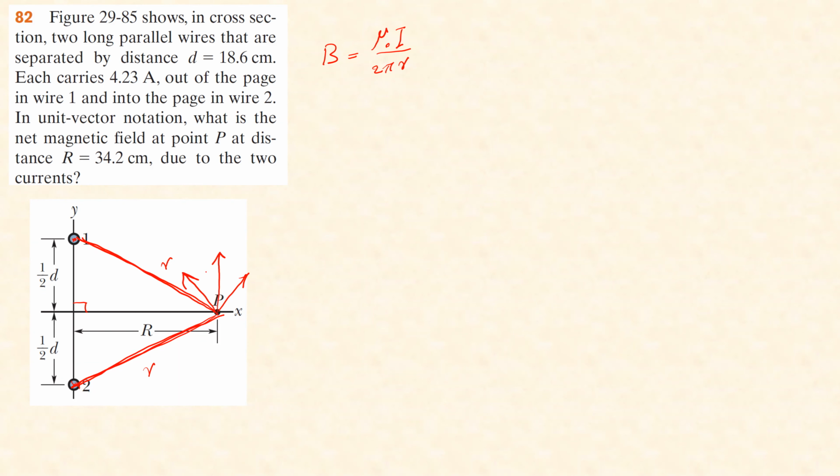All right. So you need to calculate now the net magnetic field. This is B1, this is B2. All right. So because of symmetry, they cancel the x component, the y components add up. So the direction is right up. All right. This is B net.